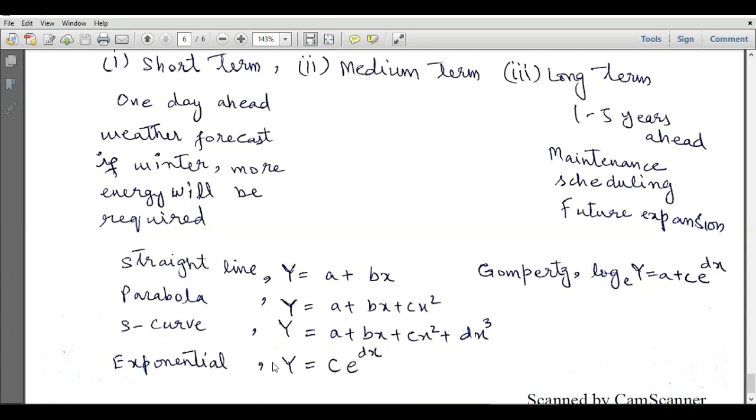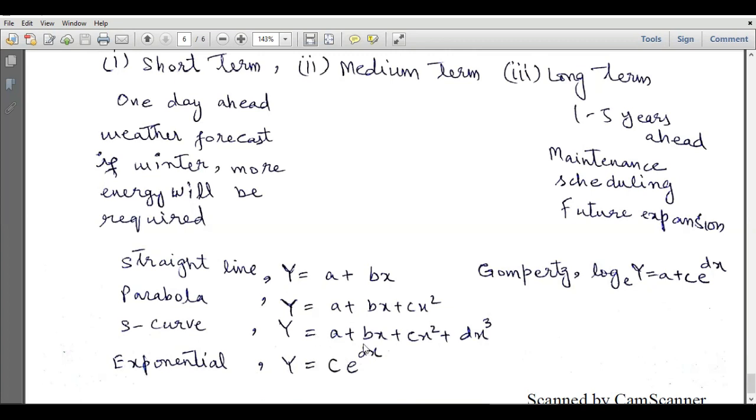Exponential fitting function can also be used, and Gompertz fitting function can also be used. So if we are performing straight line fitting, then the equation of the straight line or the first order polynomial will be used. For parabolic fitting, second order polynomial is used. For cubic curve fitting, a cubic function or third order polynomial will be used. For exponential fitting, this general mathematical function can be used. And for Gompertz fitting, this mathematical expression can be used.